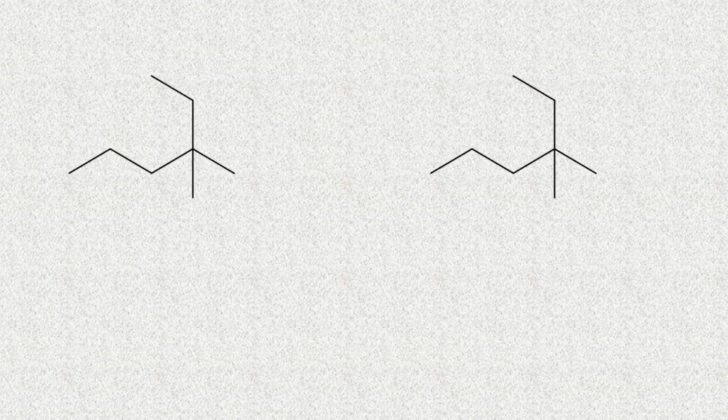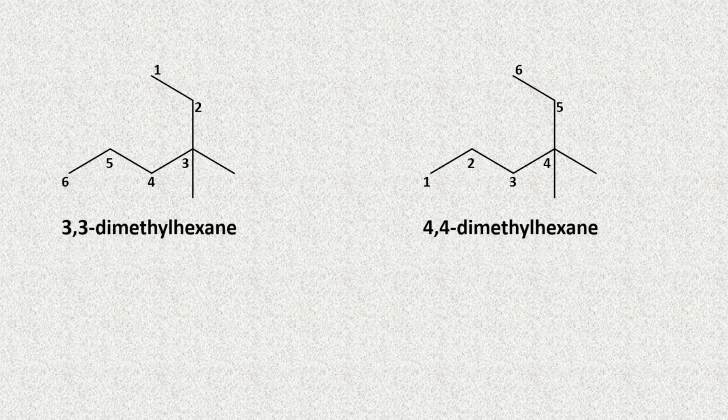In this organic compound, there are 7 carbons in the parent chain. If the numbering is carried out from the right end, the 2 methyl substituents will get position number 3. And if the numbering is carried out from the left end, the 2 methyl substituents will get position number 4. Hence, its nomenclature is 3,3-dimethyl hexane, not 4,4-dimethyl hexane.